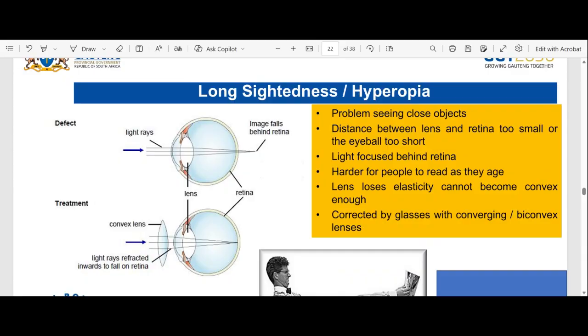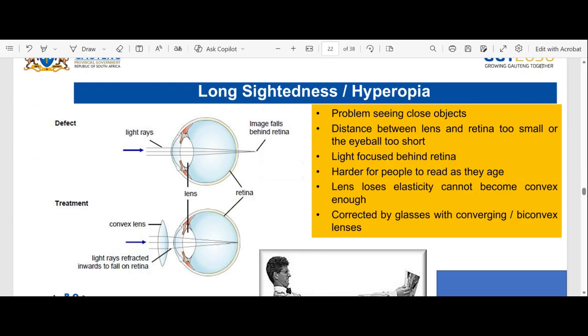Our second defect is long-sightedness. So it's the opposite of short-sightedness, or hyperopia, right? Hyperopia. So long-sightedness. So let's look at long-sightedness. Long-sightedness is when you can see objects from far, like objects that are further than 6 meters, but you can't see images that are closer, right? So you can't see images that are closer to you or less than 6 meters.